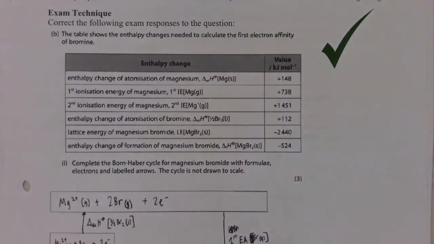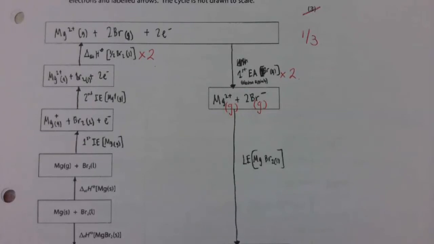So in the next 2 pages, there are some examples of students' responses to completing Born-Haber cycles. There are 3 students' answers. Go through them, see how many marks out of 3 you would give for each answer. So this student was given 1 out of the 3 marks.